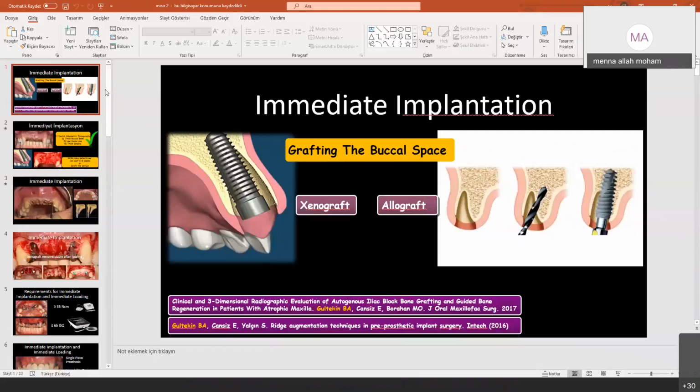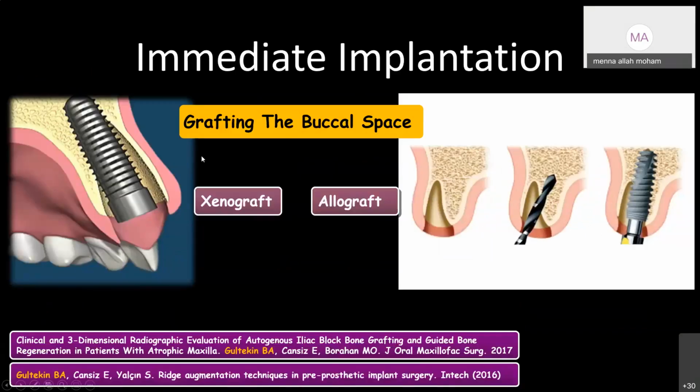Now we will talk about immediate implantation and about grafting the buccal space. Either a preserved graft or an allograft for this, both are fine. We mainly tend to prefer xenografts as they are seen as permanent.